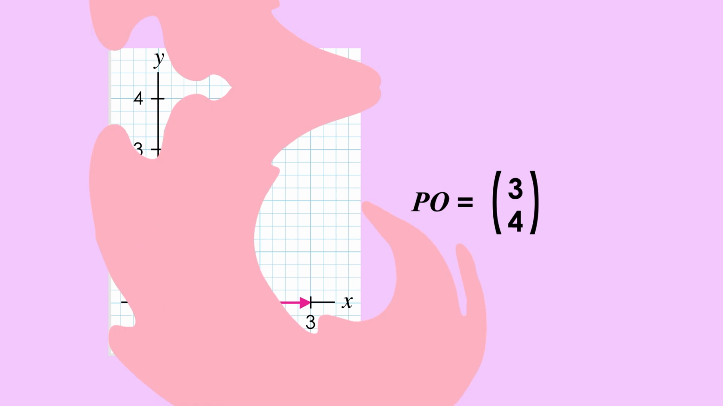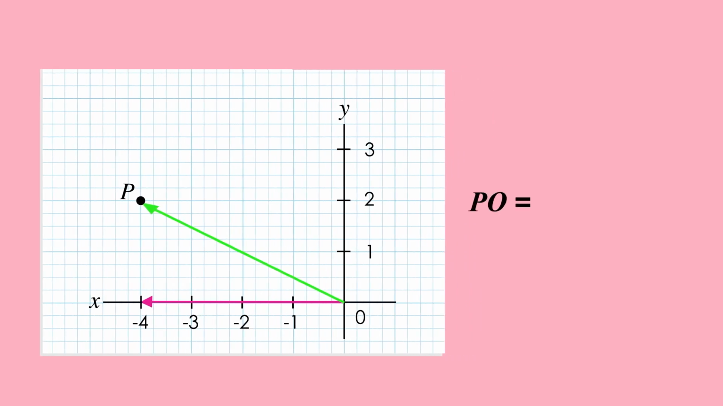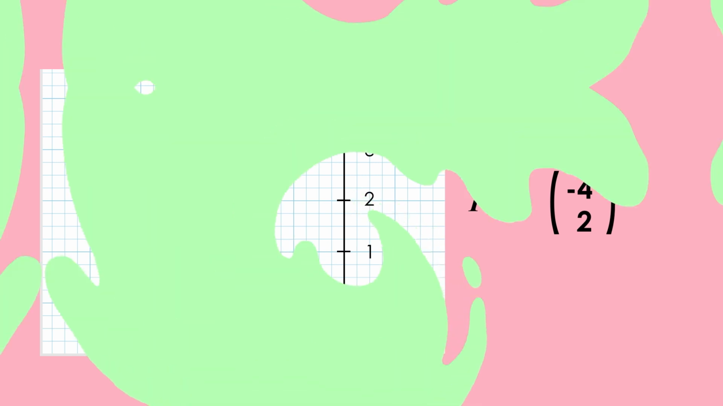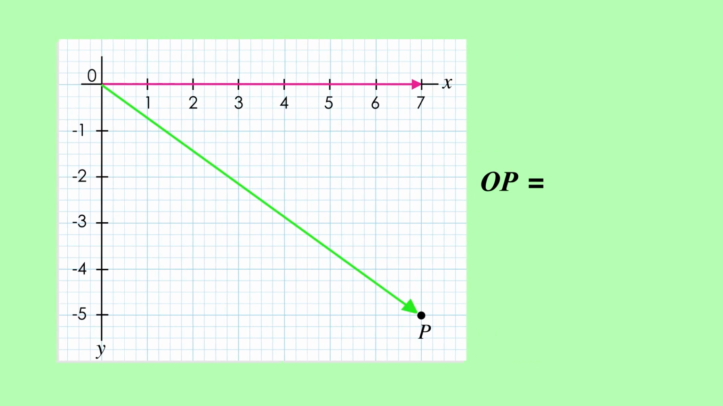Let's look into another example. The point O to P moves 4 units to the left and 2 units upwards. Therefore, OP equals (-4, 2). Now, pupils, can you describe the translation for this one? Yes, good. The point moves 7 units to the right and 5 units downwards. Therefore, OP equals (7, -5).